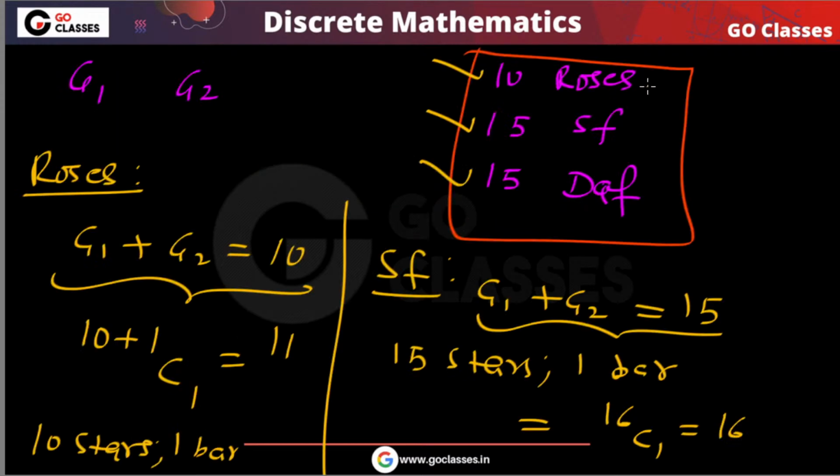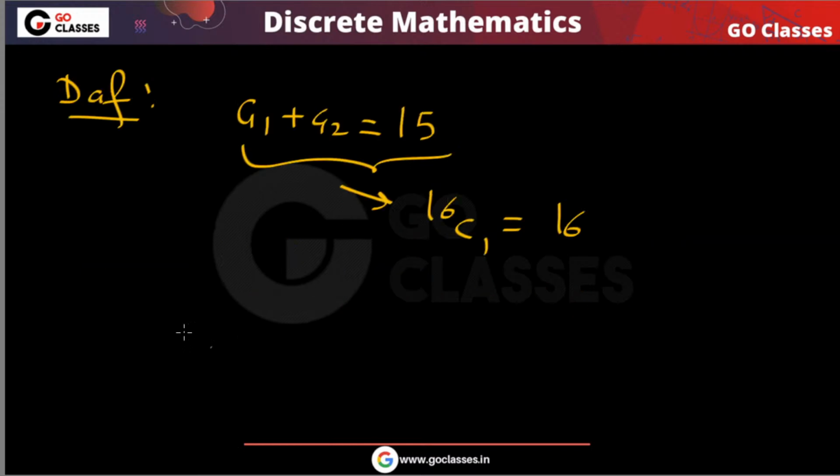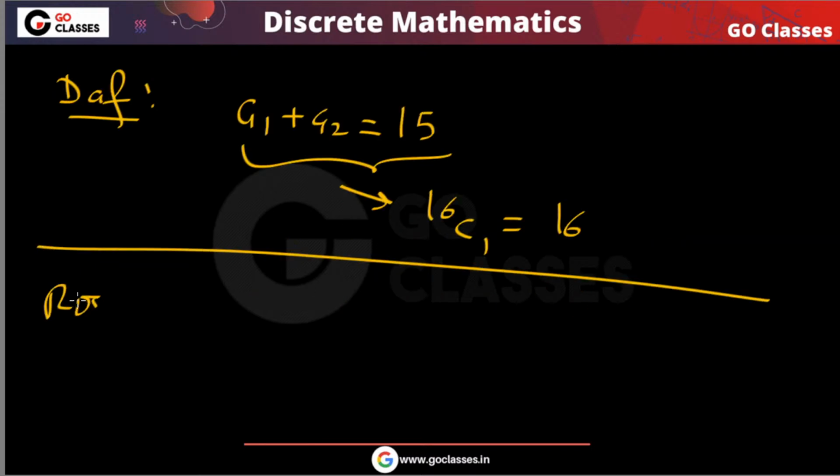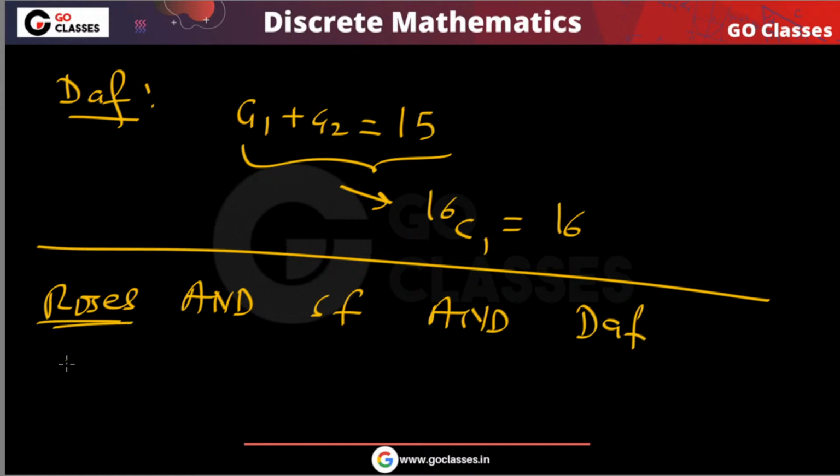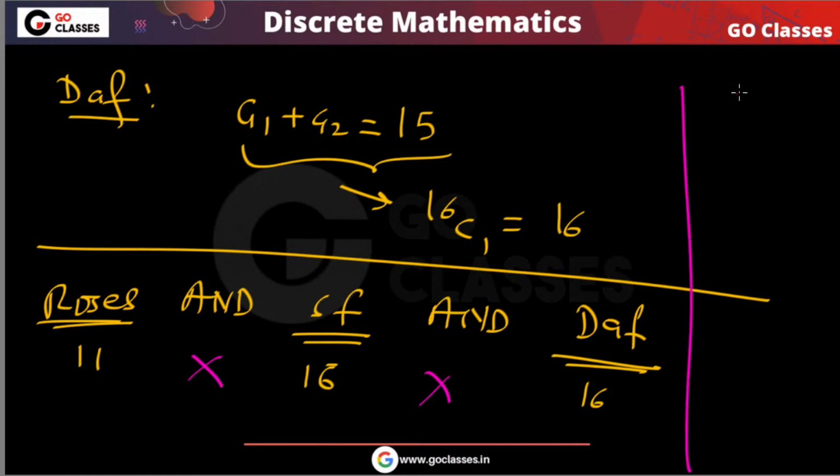Now remember, you have to distribute roses, sunflowers, and daffodils. How many ways to distribute roses? That is 11. Sunflowers? That is 16. Daffodils? That is 16. Now you can apply the product rule. The answer will be 16 into 16 into 11. So the final answer is 11 into 16 into 16. So this is your final answer for this question.